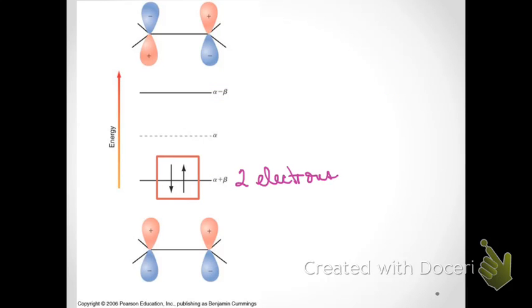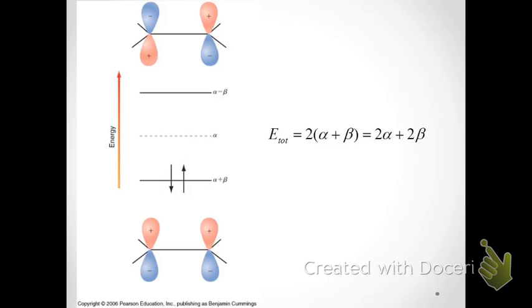We have two electrons in the system, one coming from each of the carbon atoms, so to determine the electron configuration, we just put those two electrons in the lowest energy orbital, alpha plus beta. The total energy, therefore, is 2 times alpha plus beta. So in this simple example of ethene there are two electrons in a lower energy orbital, and the total electronic energy is 2 alpha plus 2 beta.